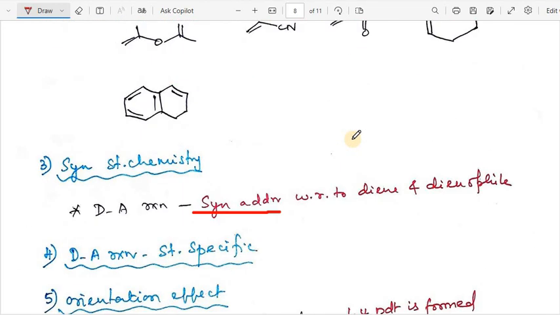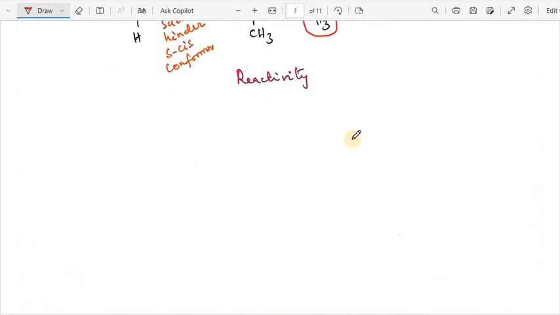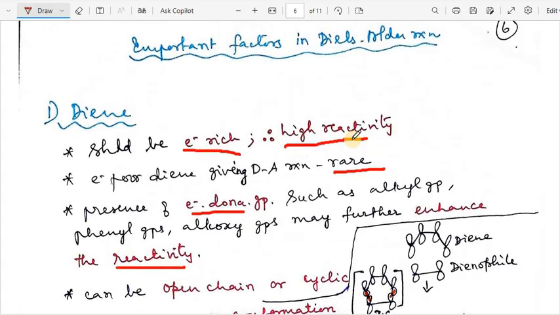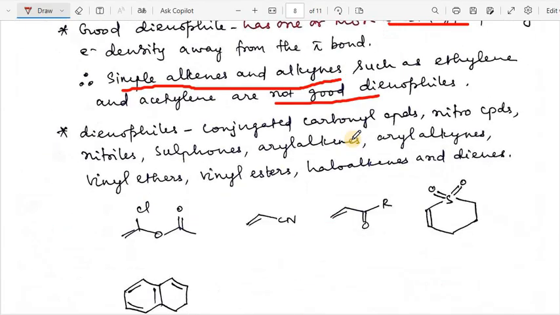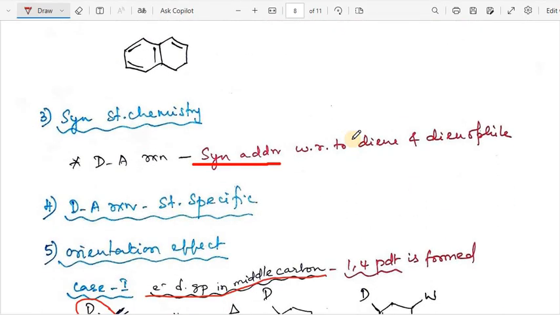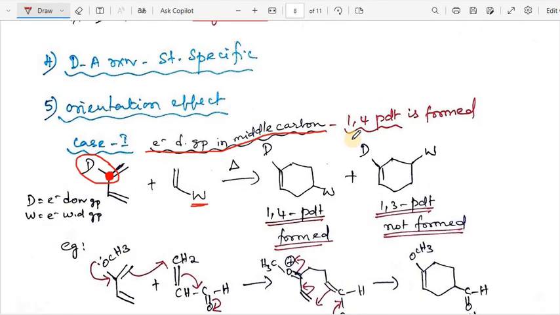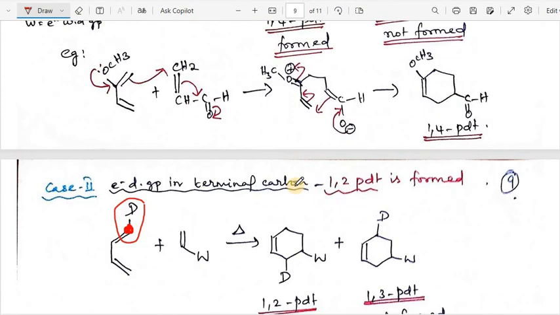So what are all the effects that affect the reactivity or the rate of the Diels-Alder reaction? Number 1, nature of the diene. Number 2, nature of the dienophile. Number 3, stereochemistry. Number 4, orientation effect. And all the Diels-Alder reactions are considered stereospecific. Thank you.